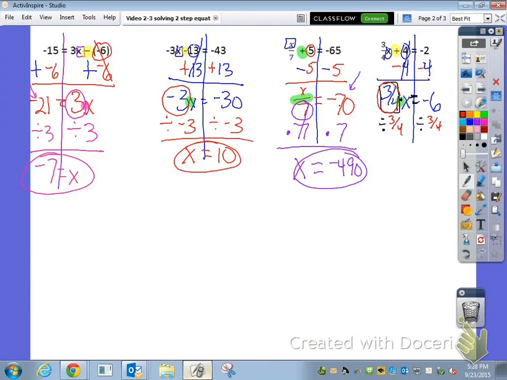So in your calculator, you always start from the top. So I would enter negative 6 divided by 3/4. And when you enter that in your calculator, you are going to get negative 8. That's your answer.